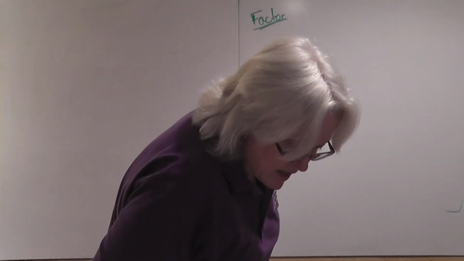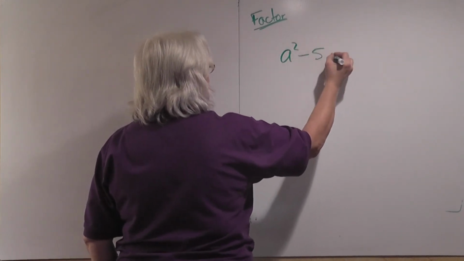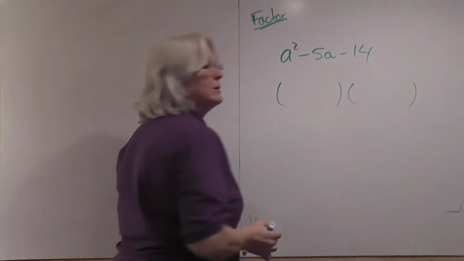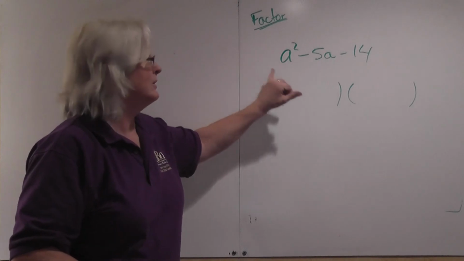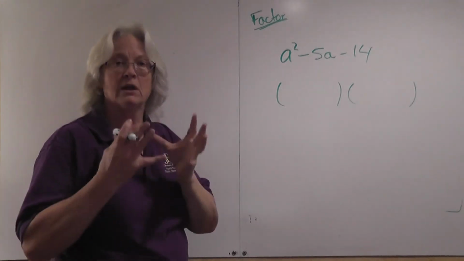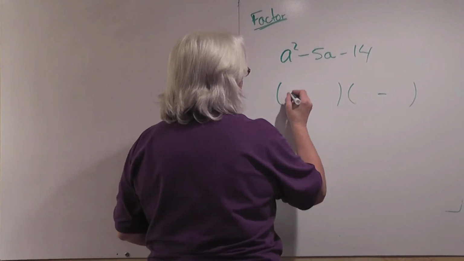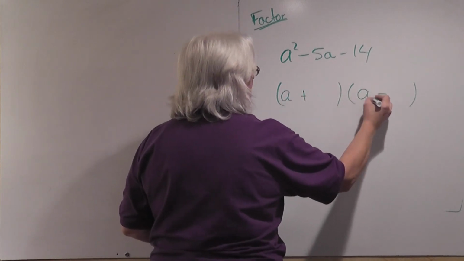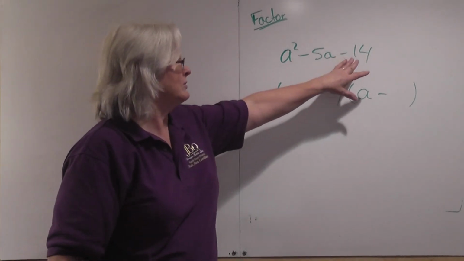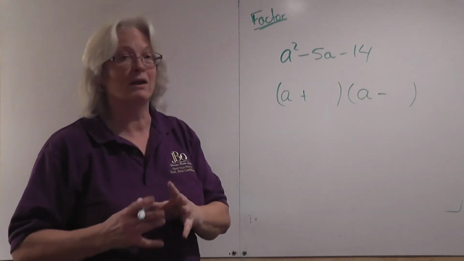And this is a squared minus 5a minus 14. There is no common monomial factor. We have a negative sign at the end. The only way you can get a negative product is if you have opposite signs. So we have a plus something, we have a minus something. We're looking for factors of negative 14, that when you add them together, you get a negative 5.